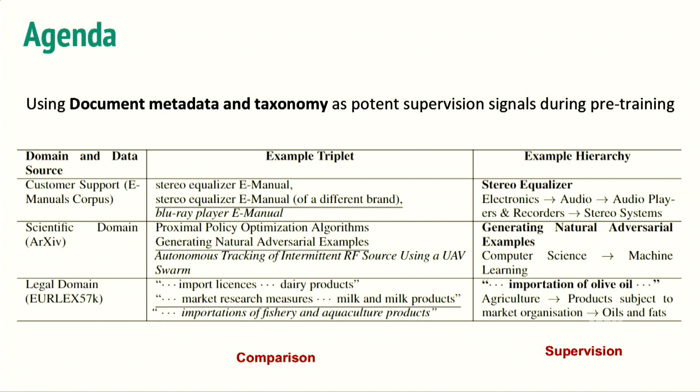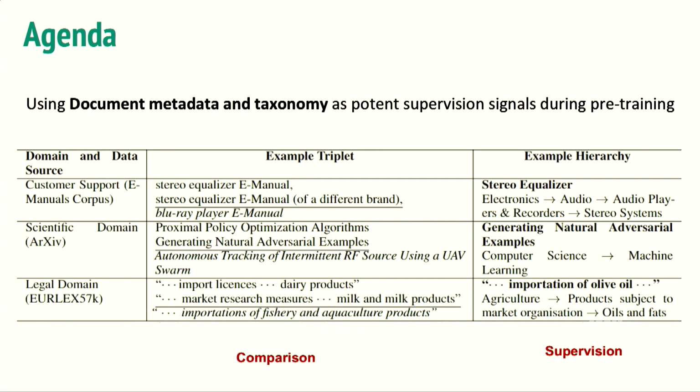So most of the domain-specific documents can be put into some sort of hierarchy. Like a scientific document is a computer science machine learning document, or a legal document is on agriculture, product subject to market organization, and oils and fat. So it is an agriculture-related document. So we are learning in two ways. One is through contrasting, another is typecasting.